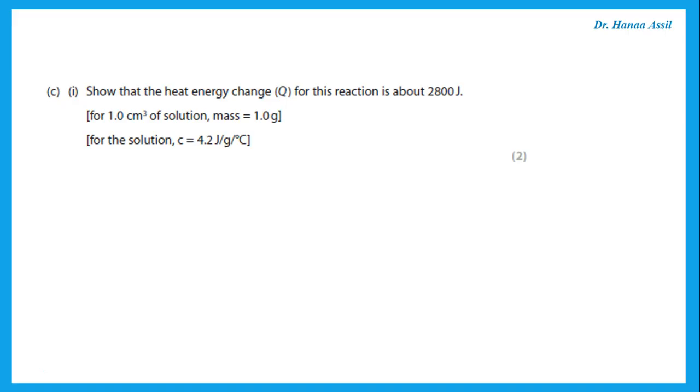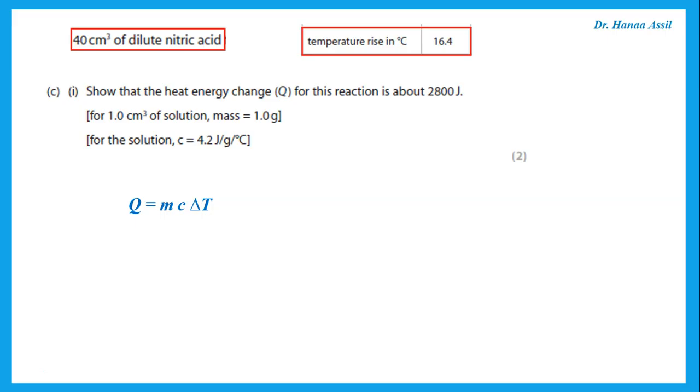Show that the heat energy change Q is about 2800. Okay, so we're trying to get Q. Q is mcΔT. What is m? We were told we have 40 cm³ of dilute nitric acid. Remember, the m is the mass of the solution. So m is 40. The cm³ is the same as the grams. Now, the ΔT we already have is 16.4. So 40 times 4.2 times 16.4 gives you the Q in joules, and that is about 2800.